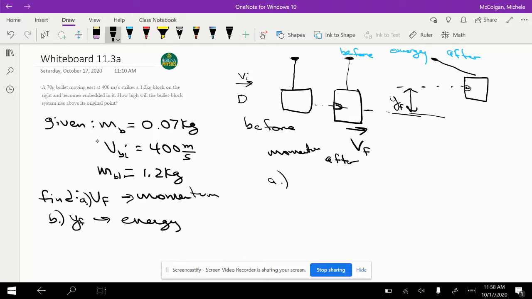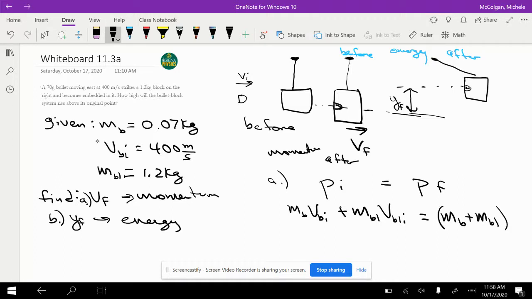In A, we're going to use the momentum equation. So we're going to say P initial is equal to P final. So we're going to have mass of the bullet times V of the bullet initial plus mass of the block, BL, times V of the block initial is equal to mass of the bullet plus mass of the block times V final. We know that the block is not moving at the start, so we'll make that equal to 0. And we're trying to find V final.